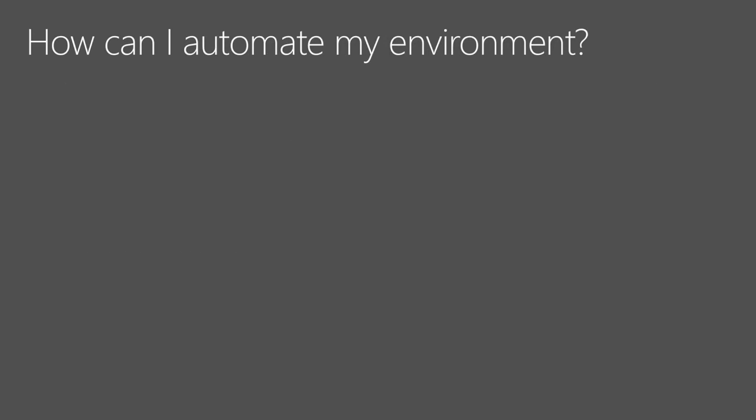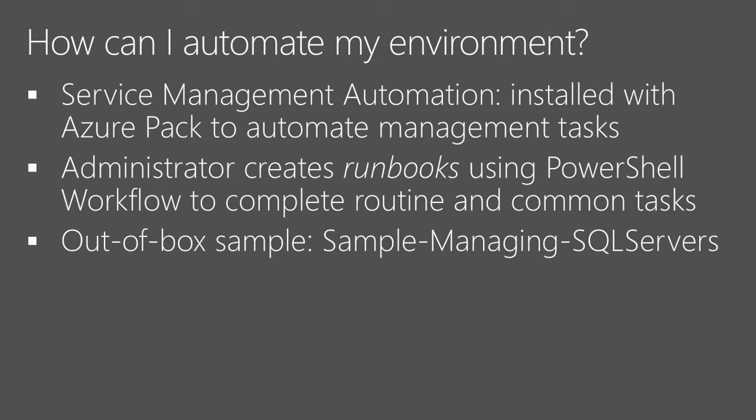In terms of how can I automate my environment, and I'm sorry that I'm rushing through this, there's another tool also in System Center called Service Management Automation. If you're running WAP on top of System Center, you can use this. We call it SMA. SMA is great. You use PowerShell workflow to write something called runbooks, and anything that you can basically do in PowerShell, you can now automate. So we talked about adding servers to groups, adding groups to plans. You can automate that whole thing if you need to.